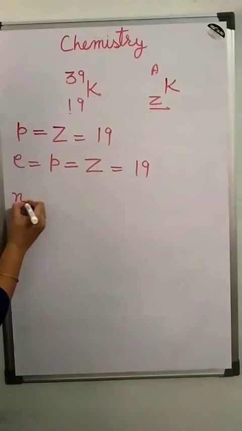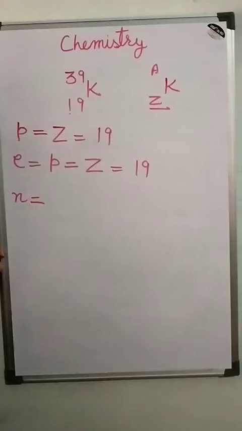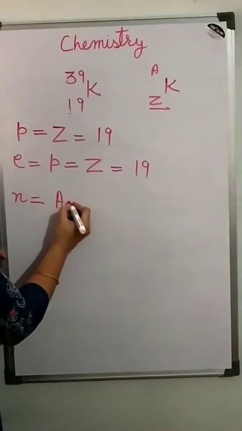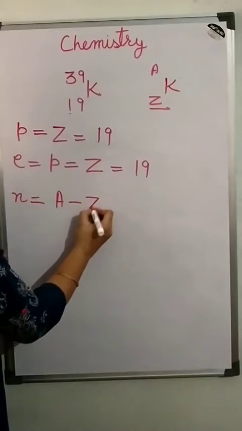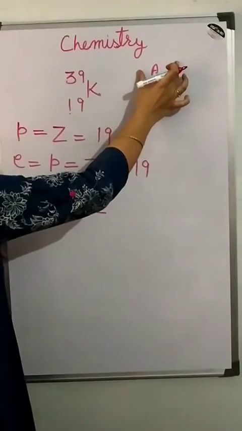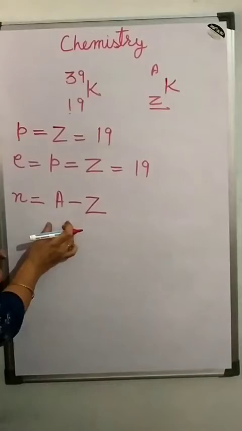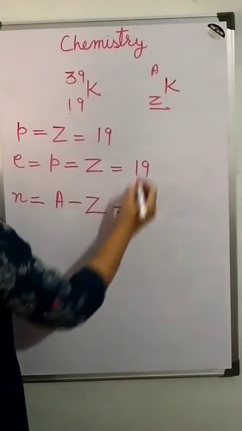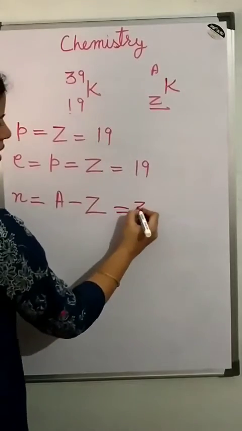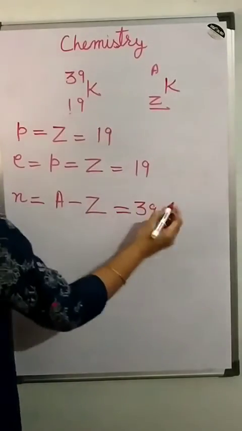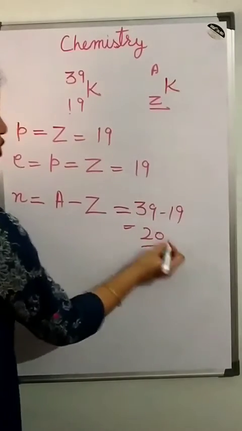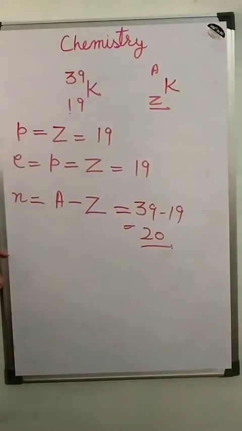Then how do we calculate the number of neutrons? The number of neutrons is equivalent to atomic mass minus atomic number. So A minus Z. A is equivalent to 39 and Z is equivalent to 19. So from here we can calculate that it is equivalent to 20. So the number of neutrons in the nucleus is 20.